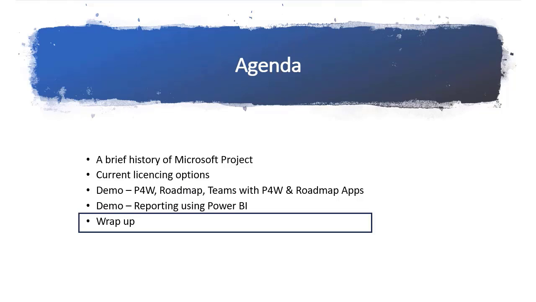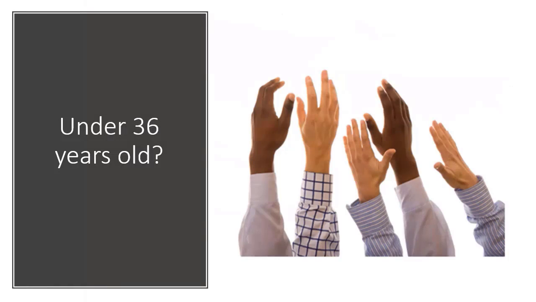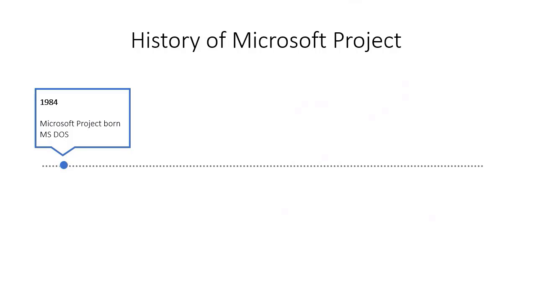Okay, so that's the agenda. Let's just have a quick look at this. Now, this slide says, put your hand up if you're under 36 years old. Well, I can see you all at home kind of doing that because the majority of this audience will be 36 years old or less. Why is 36 important? Because that's how old Project is. Project was born in 1984. So why do I care about this? Because it gives us the reason why Project is dead, long live the new project.